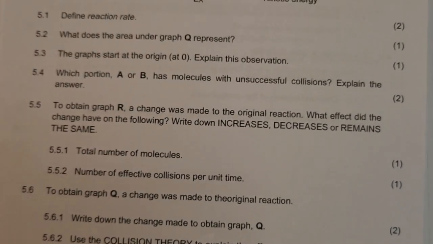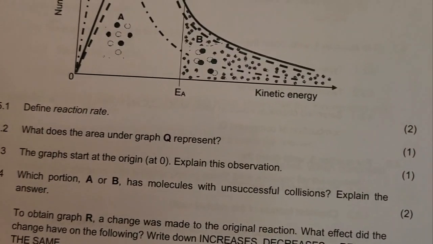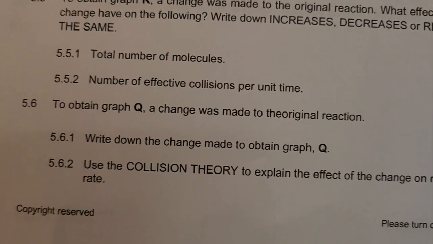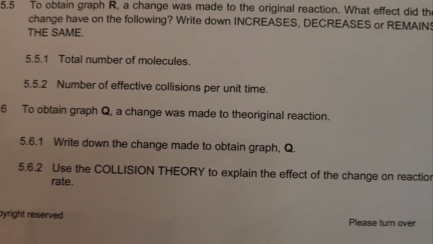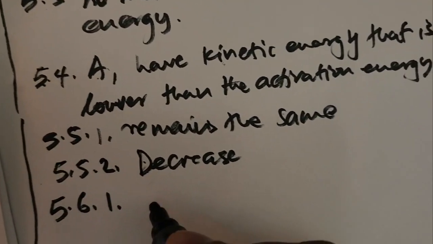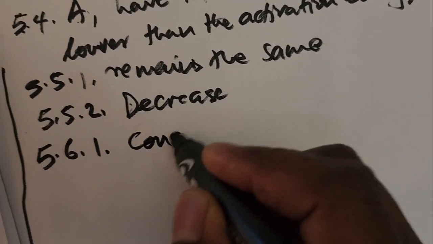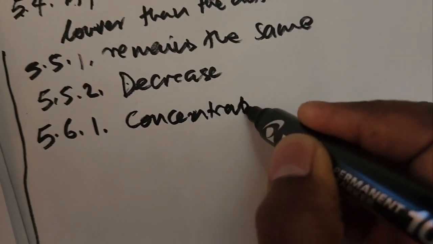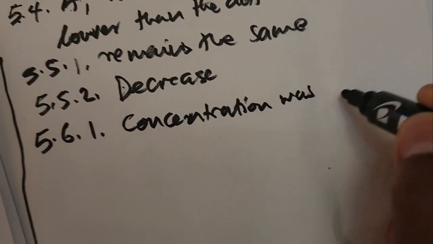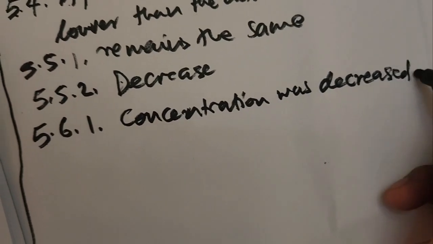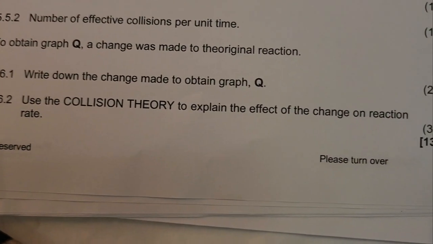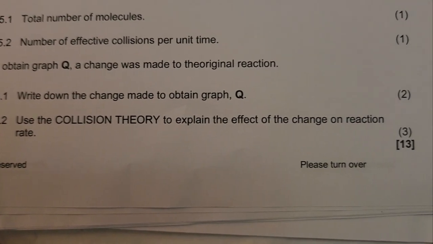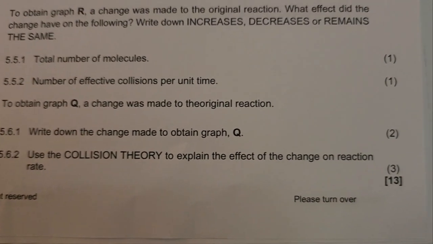5.6. To obtain graph Q, it means that the concentration was decreased in Q. The change was made to the original reaction, and that change is that concentration was decreased. Fine. Now we need to explain. Use collision theory to explain the effect of the change on reaction rate.